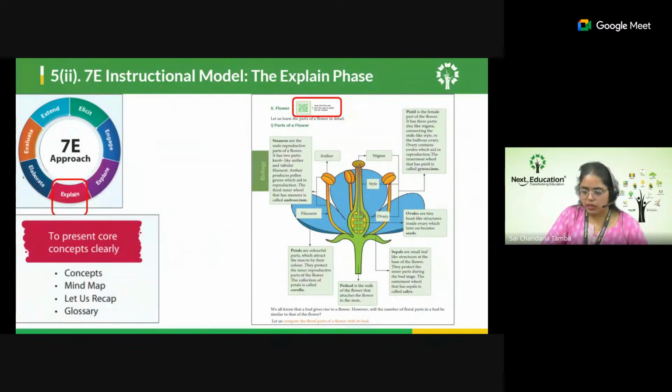Next comes the explain phase of the 7E model, that is to explain the core concepts of the chapter. For every concept we have given QR codes which will take you to the audiovisual module related to this particular concept. For the visual learners it would be easy because they will learn by seeing a video. And also you could see we have followed an illustrative format where the images are provided, and in the labels we have explained the concept. So this would be easy for the students to get the information.